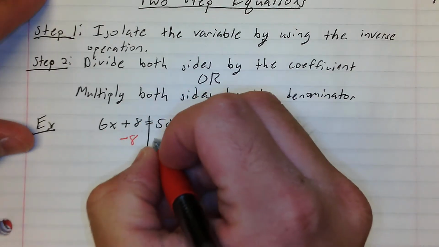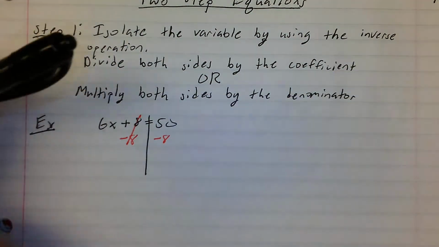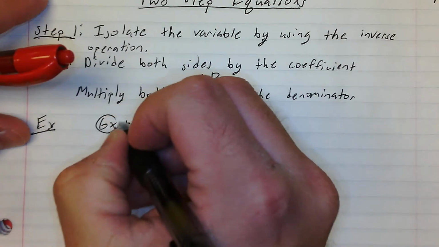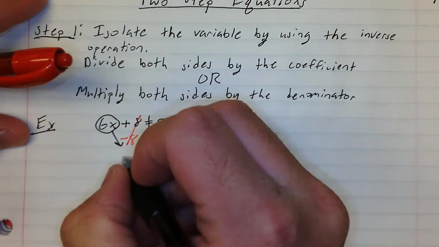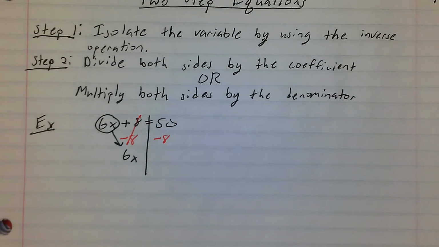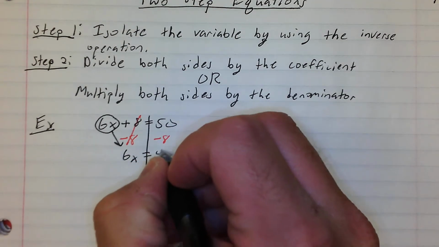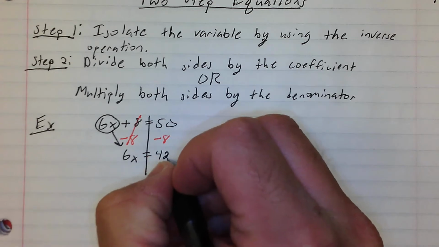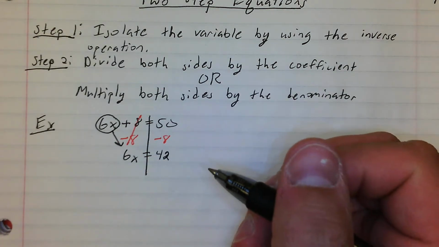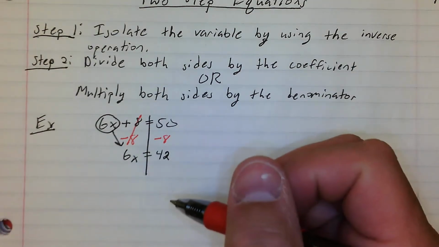And what I do to one side I have to do to the other. 8's will end up canceling. I have to take the 6x as a whole and bring it down, because remember that 6 is attached to the variable by multiplication in this case. So it's attached like glue and I can't separate it just yet. And then 50 minus 8 is 42. So now I have 6 times x equals 42.